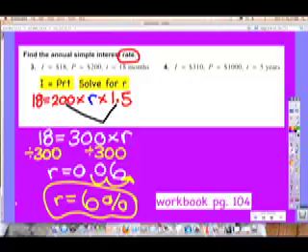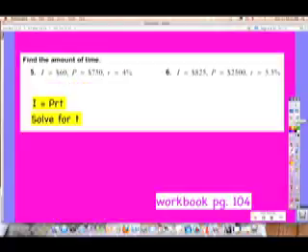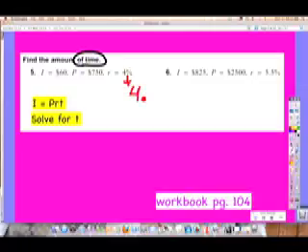Okay, before we do anything, let's deal with this 4%. I want a hand in the air. Tell me what to do before we do anything else. Alec, what should we do? Which way twice? To the left. Good job. 1, 2. So let's use 0.04. Don't forget that. PRT. What's the I? Perfect. What's the P? 750. What's the R? 0.04. And then what's the T?